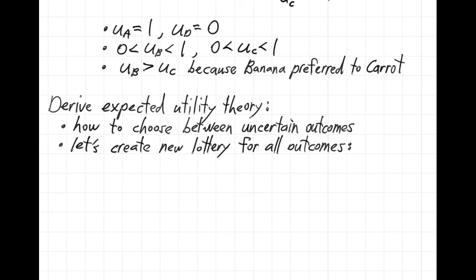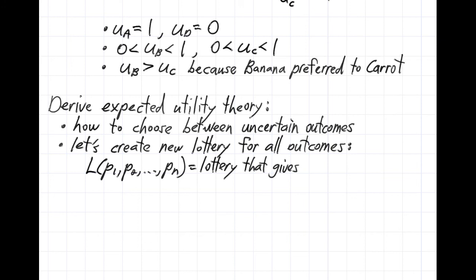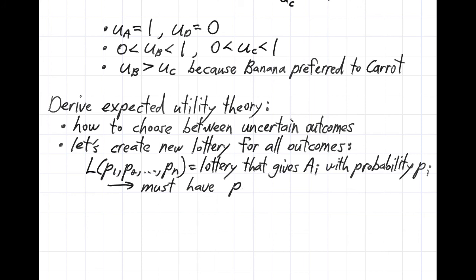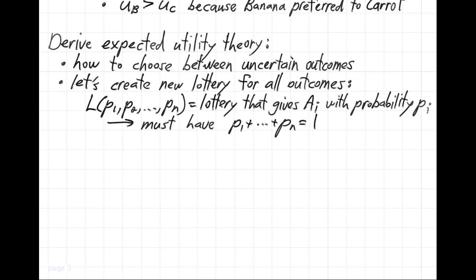We'll call it L, and for the lottery L, we have to indicate what the probabilities are for all possible branches. So the probability of getting outcome 1 or outcome 2 all the way up to outcome N. And that will be a lottery that pays out outcome AI with probability PI. And of course, we must have that P1 plus all the other P's up to Pn have to add up to 1. So let me draw what this lottery tree would look like.